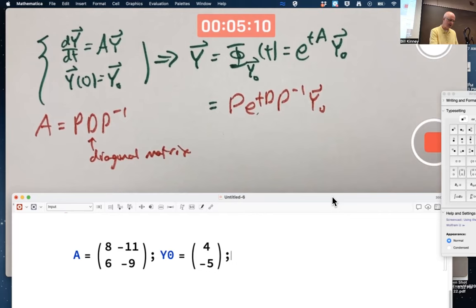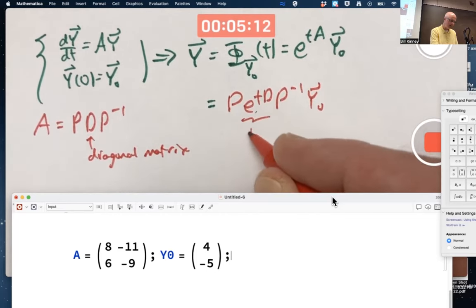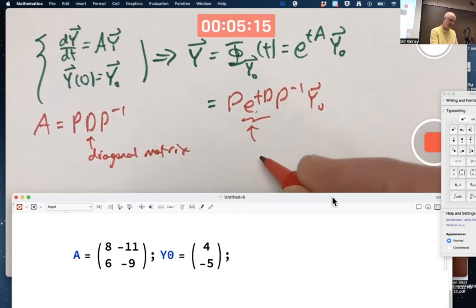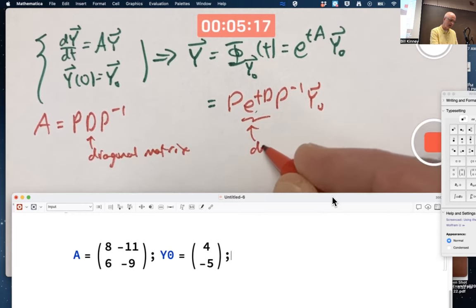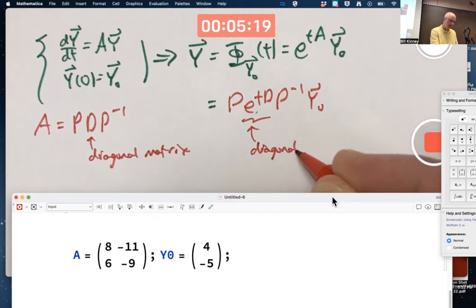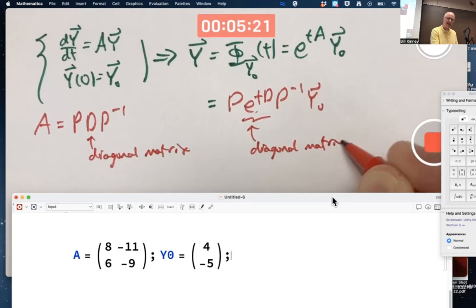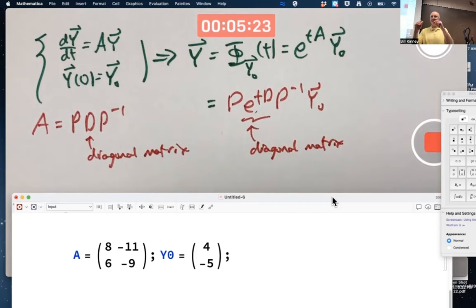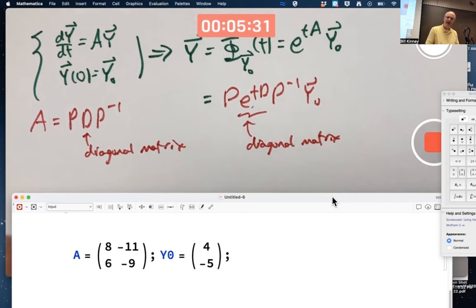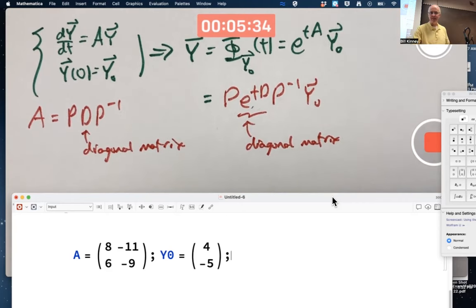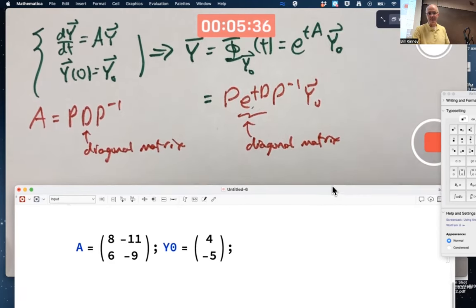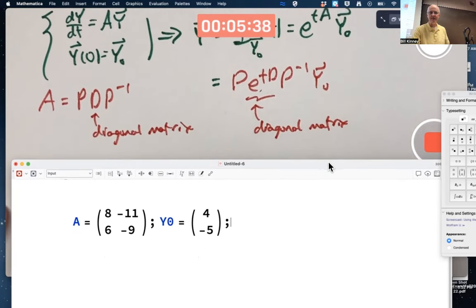And when D is diagonal, this is easy to figure out right there. It's going to be another diagonal matrix with the entries of D being coefficients of t in exponential functions on the main diagonal. Let's go ahead and use Mathematica to confirm or to simplify what we get here. You did this by hand. Fun, fun, fun.